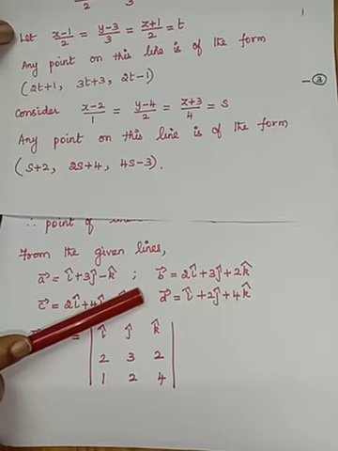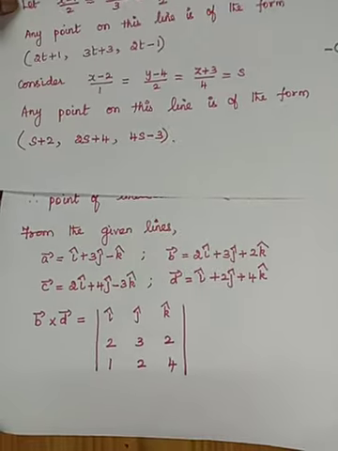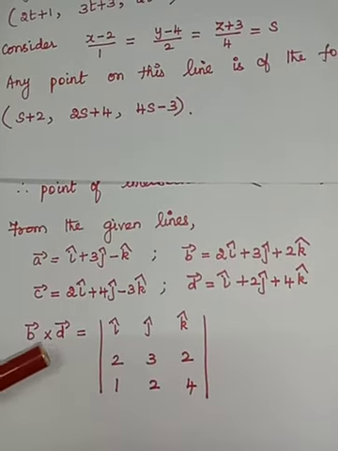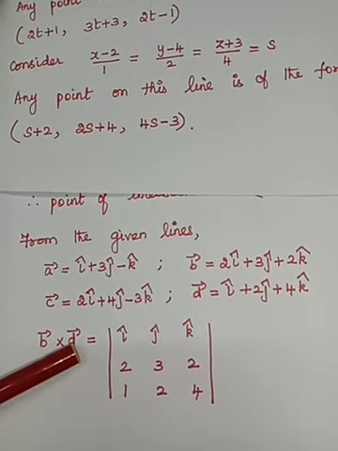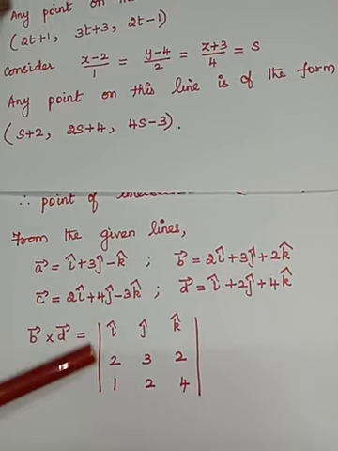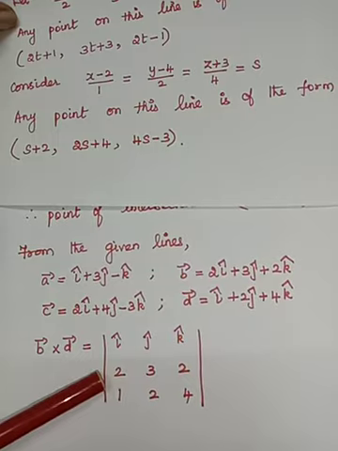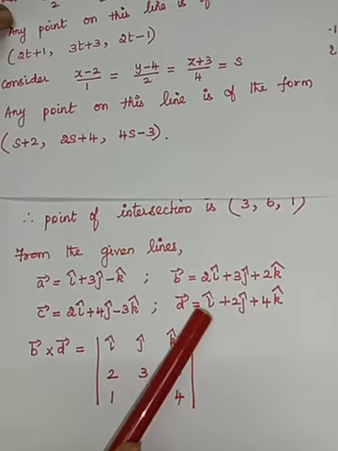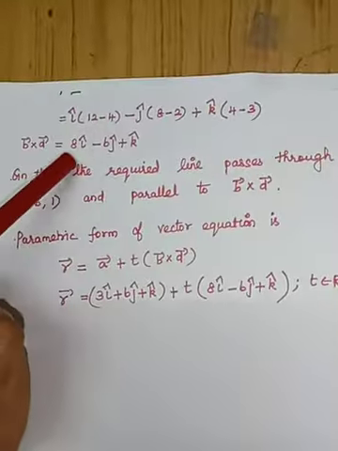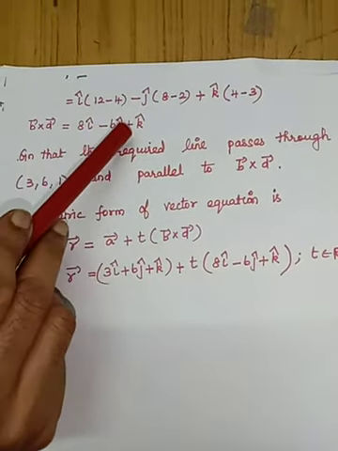Now what is needed? The parallel vector for the required line. So which vector is parallel to the required line? b vector cross d vector. So we are going to find b vector cross d vector. The cross product evaluation is a determinant. In the first row you write i, j, k. In the second row, b components are 2, 3, 2, and d vector components are 1, 2, 4. While evaluating, you will get b vector cross d vector equal to 8i cap minus 6j cap plus k cap.